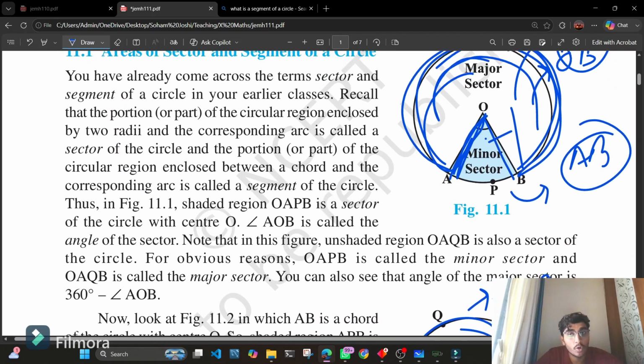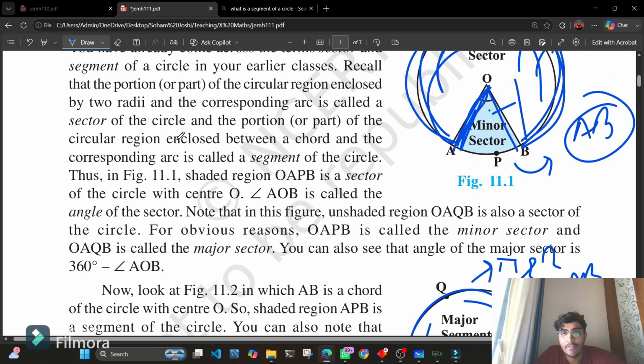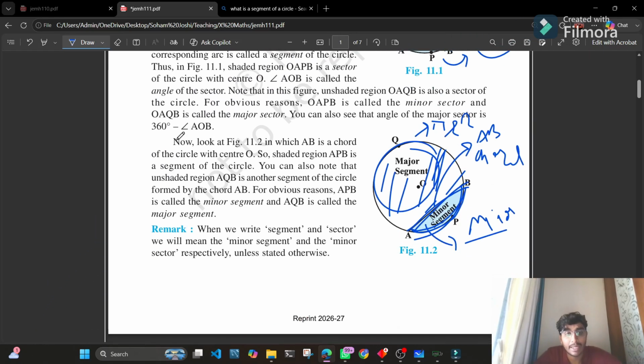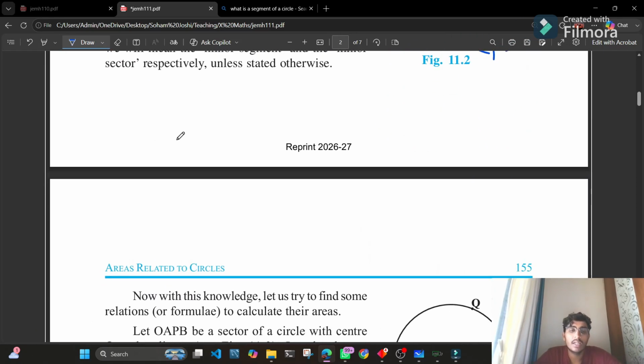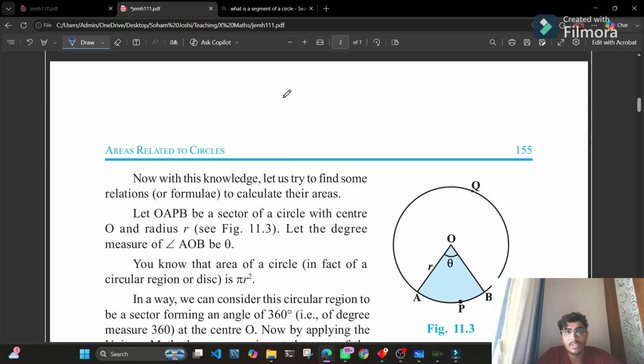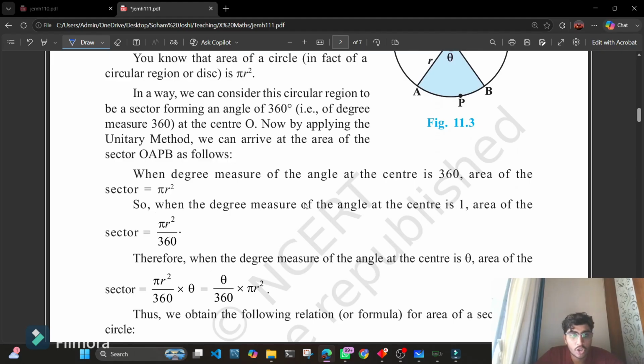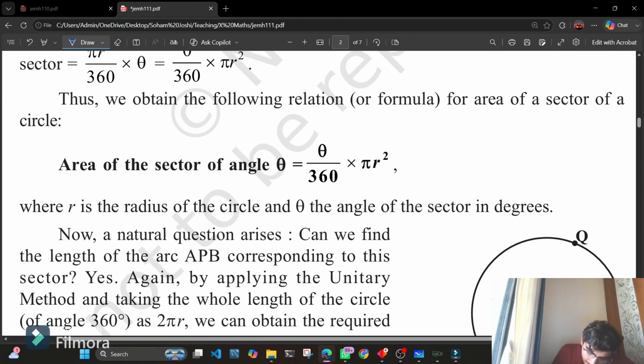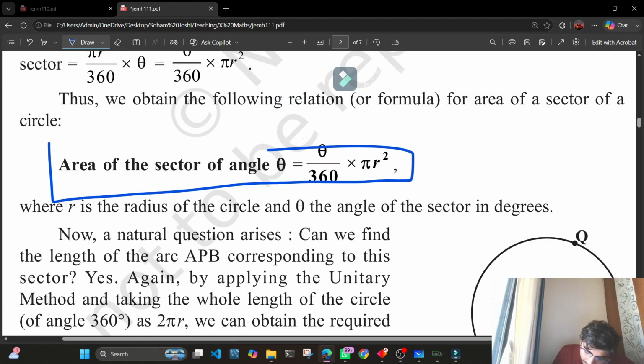I hope you have understood the four terms that we have learned now, that are major sector, minor sector, major segment, and minor segment. So our whole chapter revolves around these four terminologies only. Okay. So the first formula that we have is the area of the sector of angle theta degree is theta upon 360 into pi r square.